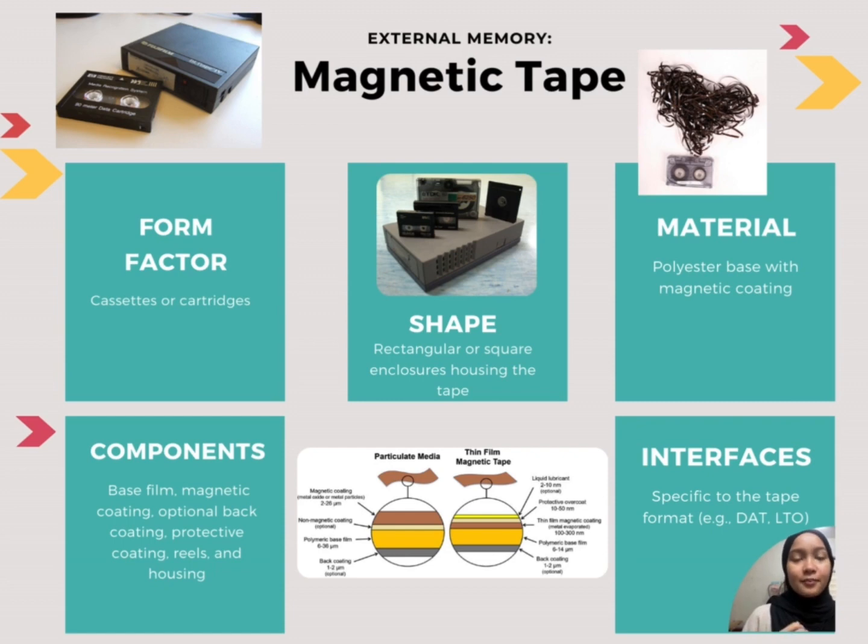For form factor, magnetic tapes come in the form of cassettes or cartridges. For the shape, these tapes are housed in rectangular or square enclosures. And for the material, they consist of a polyester-based film coated with a magnetic layer. And for the components, the construction includes the base film, magnetic coating, back coating, and also a protective coating, rails, and the outer housing. For the interfaces, the interface used is specific to the tape format such as DAT or LTO.